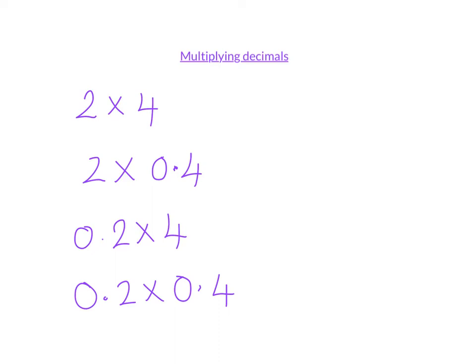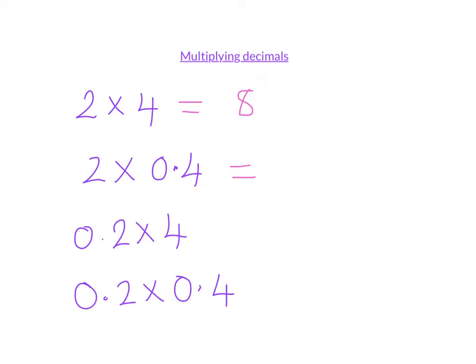Today we're going to look at multiplying decimals, and we're going to start where we can't see any decimals. 2 times 4 is 8, and we know that that's really 8.0, but we don't need the 0.0, it's just 8.